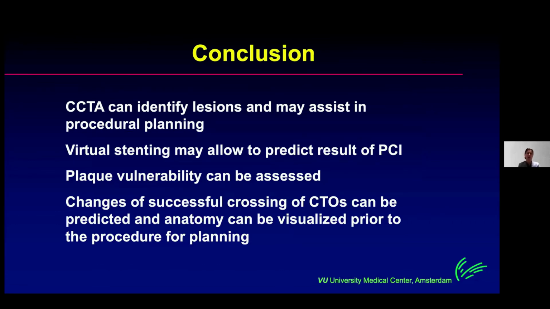So in the end, I'd like to conclude that CTCA can identify lesions and may assist in procedural planning. Virtual stenting is important. Plaque vulnerability is important. Chances of success in crossing the CTOs can be important. So I think we're moving into the field where not only can CT identify coronary disease, but it can also plan your procedure, referring to a cath lab. And once you're in the cath lab, identify stent length, and may even predict whether you're not better off with bypass surgery. Thank you.